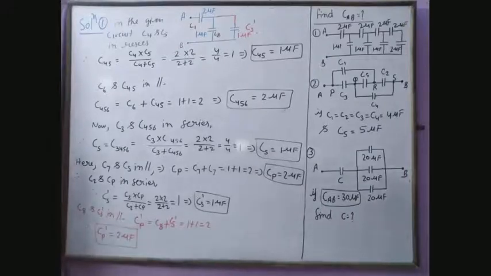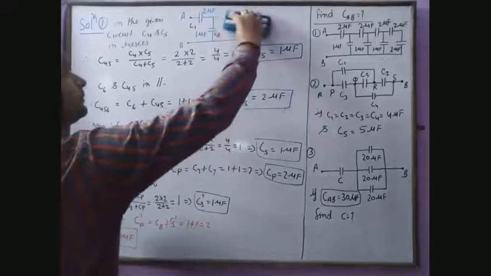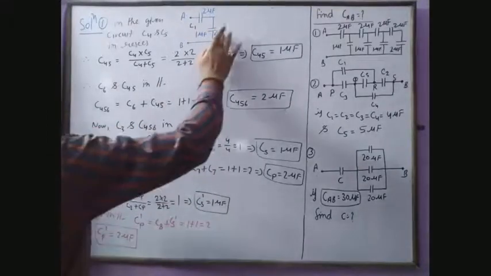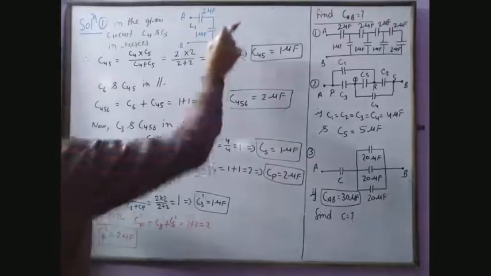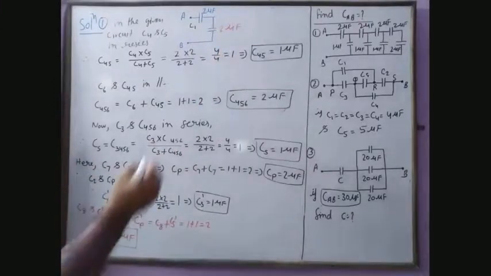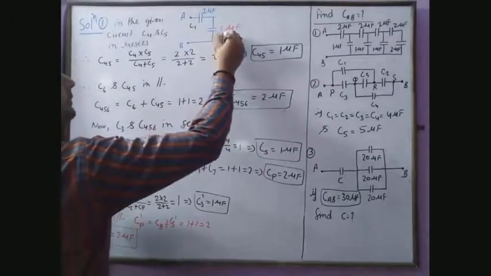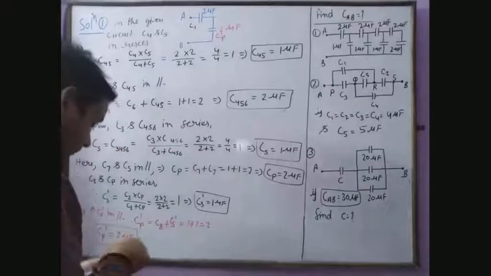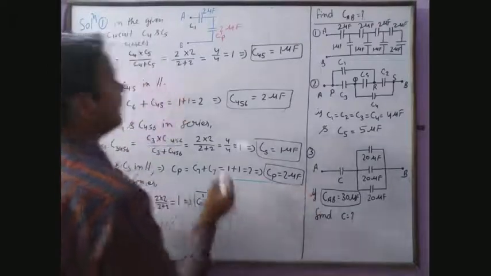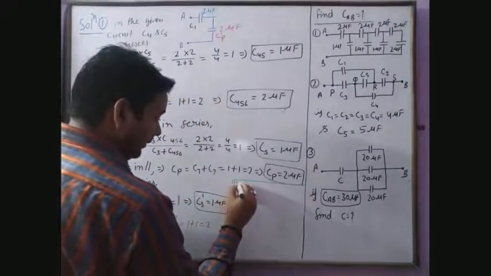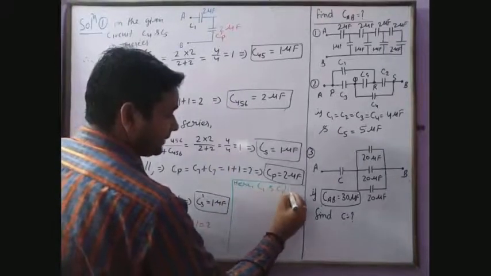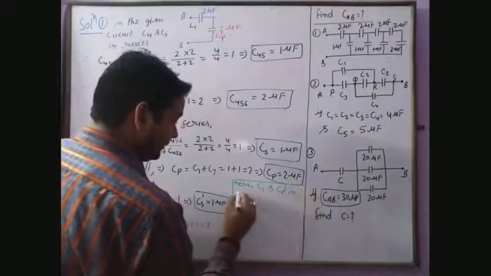Okay, now this circuit is reduced to this. Where this result will become 2 microfarad. This is Cp dash. Now the last step, here, C1 and Cp dash are in series.